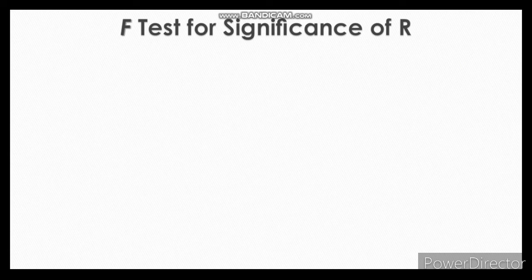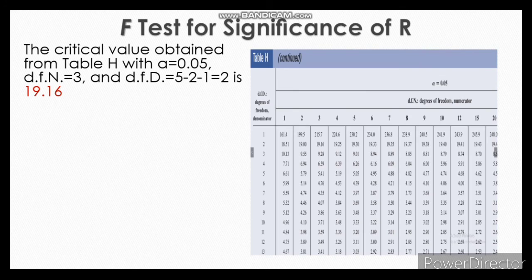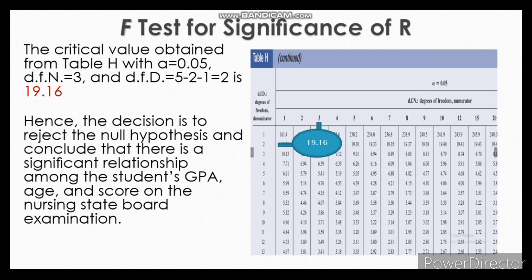F-test for significance of R. The critical value obtained from table H with alpha is equal to 0.05, and the degree of freedom numerator is equal to 3, and degree of freedom denominator is equal to 2. So, titignan natin siya sa table. Ang nakuha natin value niya is 19.16. Hence, the decision is to reject the null hypothesis and conclude that there is a significant relationship among the students' GPA, age, and score on the nursing state board examination.